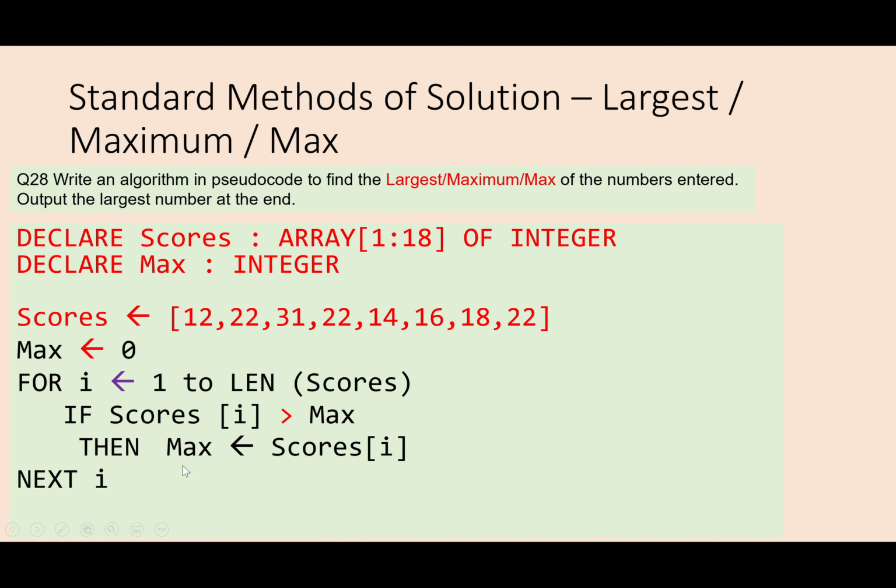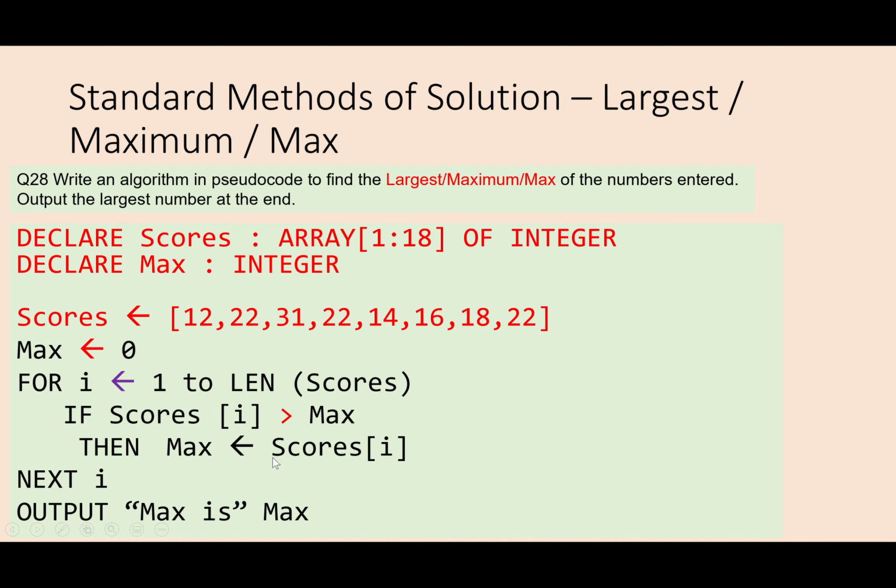And then we'll go around again and we'll do the same thing. So I will go to 2. Is 22 greater than max? Well, max was 12. Yes, that's true. So now max will become 22. And we keep on going around until we get to the end of the array, and if we output max, we will get the biggest number.